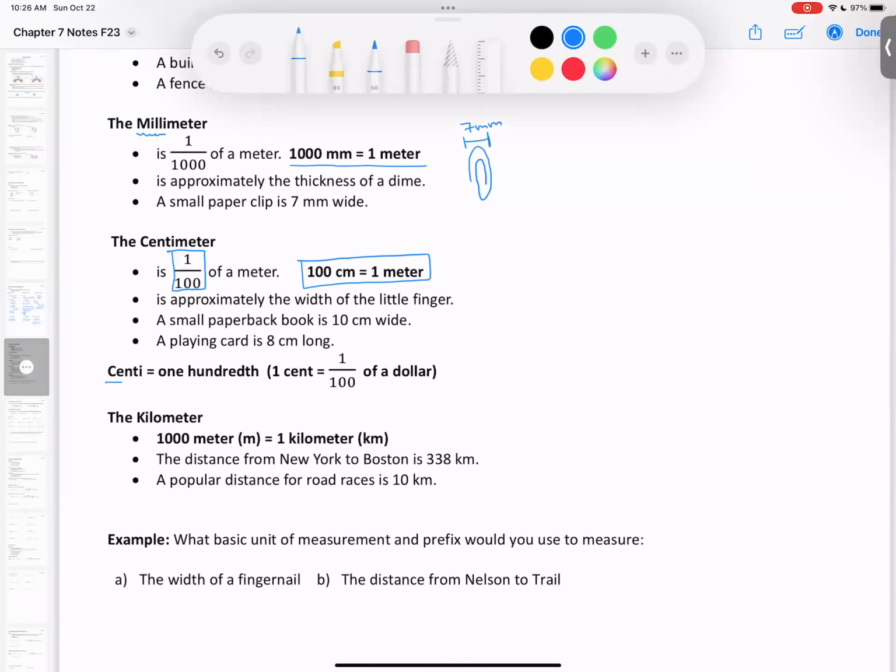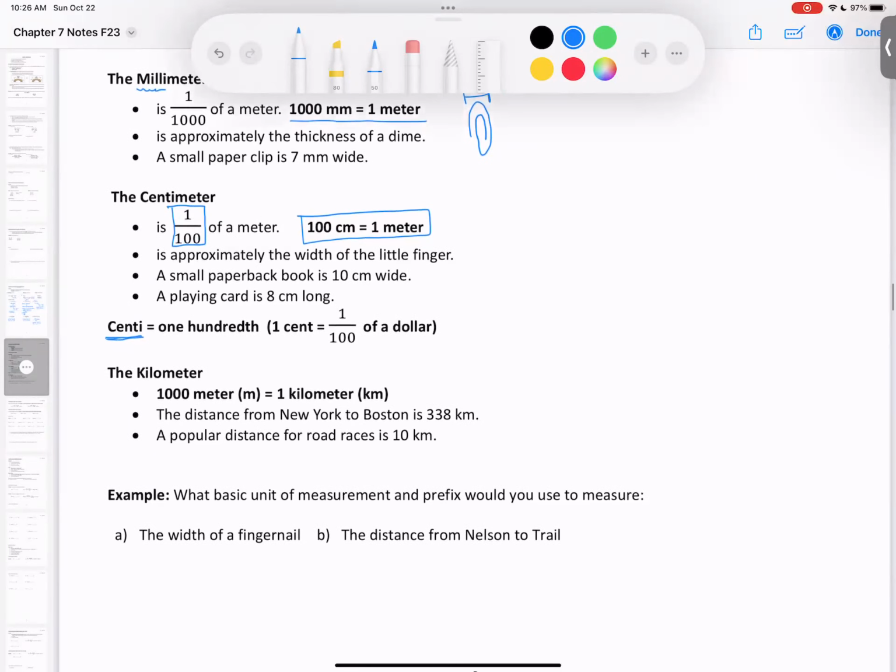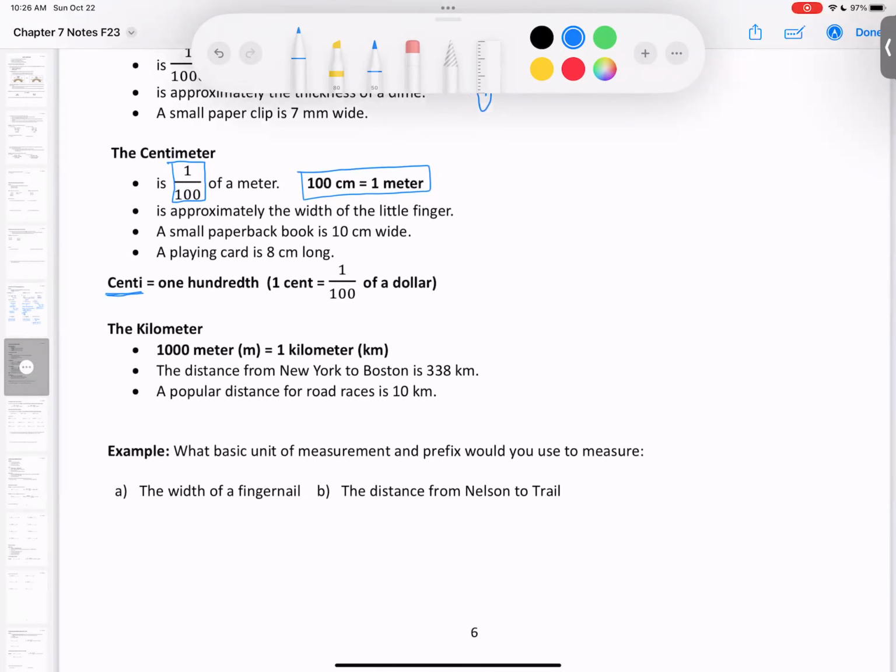Think of the word cent, we used it in percent, meaning 100. So centi is 1/100th. A kilometer is 1,000 meters. So you might measure kilometers for distances between towns. The distance from New York to Boston is about 338 kilometers. If you went on a road race, you might go 10 kilometers or maybe 5 kilometers. Most people could walk 5 kilometers in about an hour.